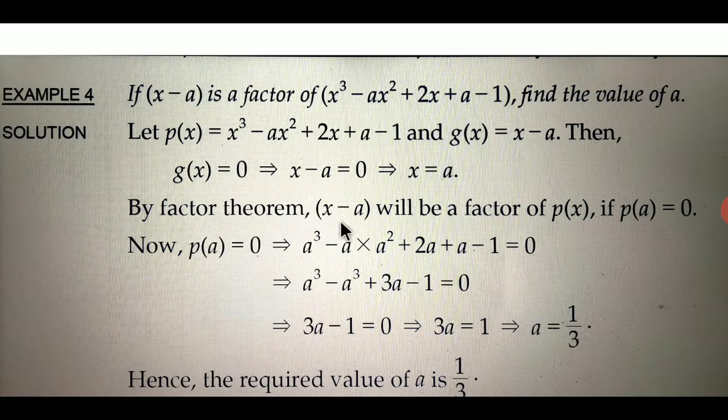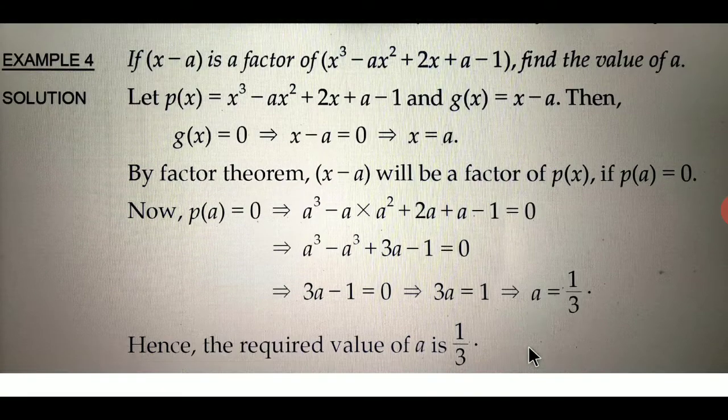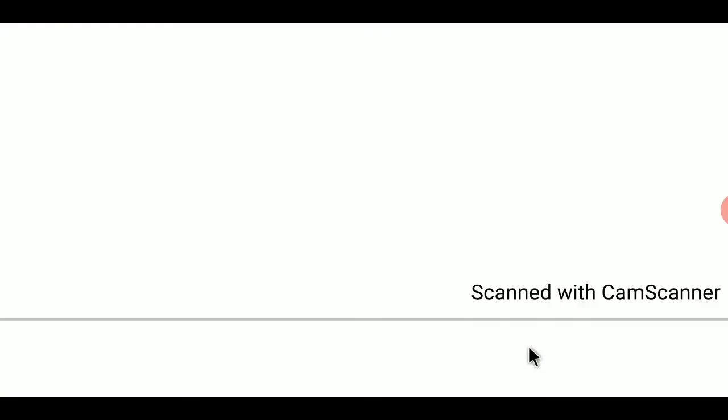By factor theorem, x minus a will be a factor of p(x) if p(alpha) or p(a) equal to 0. Now p(a), calculate. This one is equal to 0. This is an equation. a cube gets cancelled. So 3a minus 1 equal to 0. a equal to 1 by 3. Very simple example.